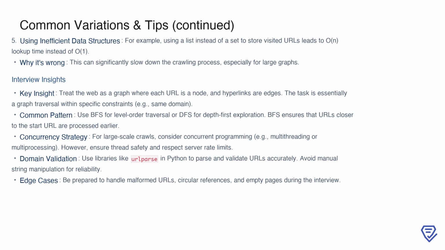For large-scale crawls, concurrency can be a powerful tool. Multi-threading or multiprocessing can speed things up, but be cautious about thread safety and ensure you respect server rate limits. For domain validation and URL parsing, libraries like urlparse in Python are your go-to tools. They handle the nuances of URLs far more reliably than manual string manipulation. Lastly, don't forget to prepare for edge cases in interviews, such as malformed URLs, circular references, and pages with no links.